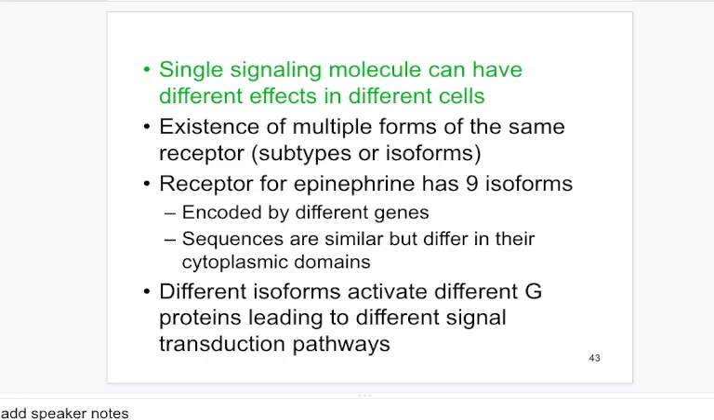Single signaling molecules can have different effects in different cells. There is existence of multiple forms of the same receptor, subtypes or isoforms. The receptor for epinephrine, for example, has 9 different isoforms. It's encoded by different genes, and the sequences are different, but differ in their cytoplasmic domains. Different isoforms activate different G proteins, leading to different signal transduction pathways.